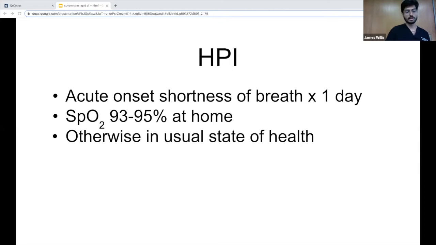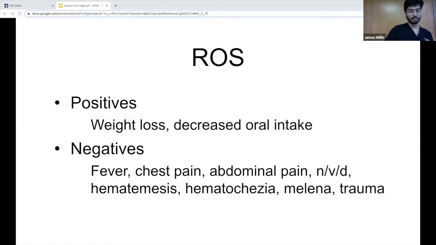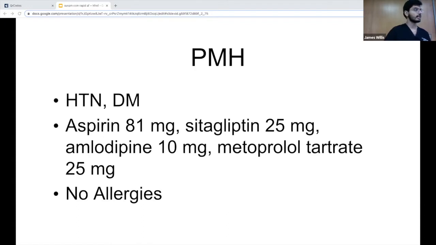Otherwise, initially they're saying she was in her usual state of health. When you talk to other family members, they indicate that there's been some weight loss, maybe some dyspnea, some fatigue, some decreased PO intake, but no chest pain. They don't notice any bleeding anywhere, no trauma. She didn't hit her head, and no infectious symptoms really. Has a history of hypertension and diabetes, is on aspirin, amlodipine, no allergies.